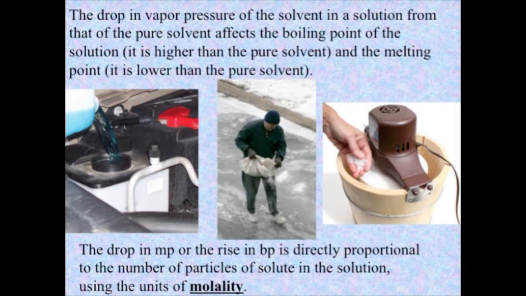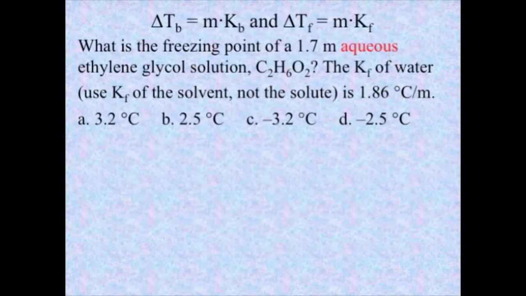The drop in melting point or the rise in boiling point is directly proportional to the number of particles of solute in the solution. And here is where we use the units of molality. So here's a question. What is the freezing point of a 1.7 molal solution of ethylene glycol, which is antifreeze basically? The freezing point depression constant of water is 1.86 degrees Celsius per molal. You try it, and then I'll show you the answer.